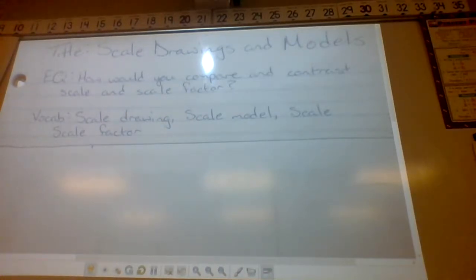Essential question: How would you compare and contrast scale and scale factor? Vocab: scale drawing, scale model, scale, scale factor.